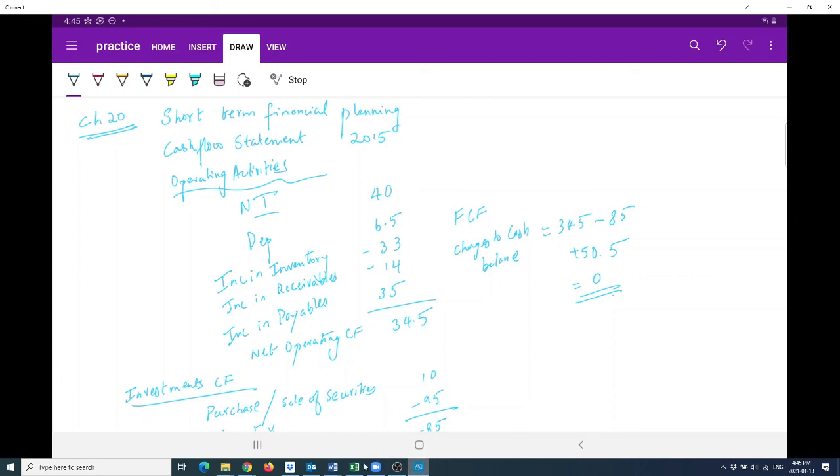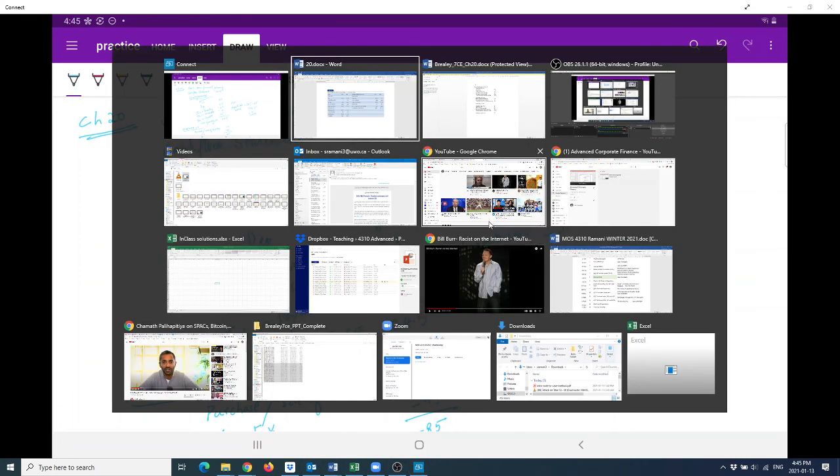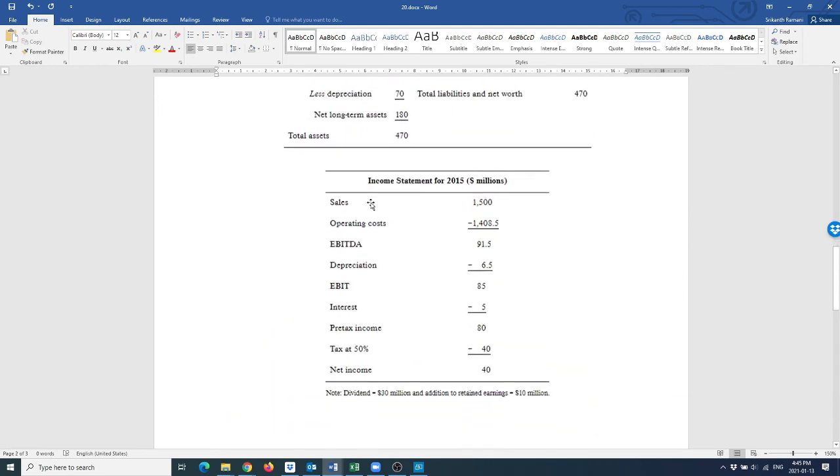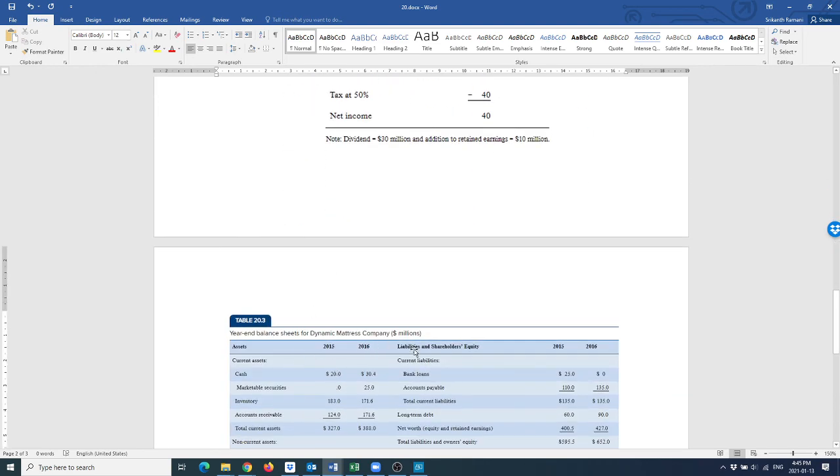We could also verify that, because your cash balance from the year 2014 to 2015 has not changed. So the addition to cash is $0. This is how you calculate your cash flow statement and forecasts, and figure out the changes in cash balances. And that's it for this video and this chapter.